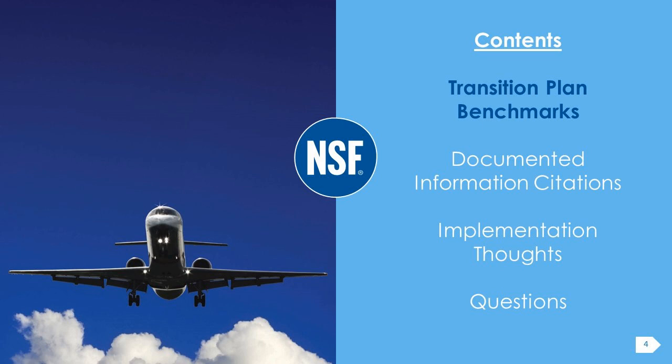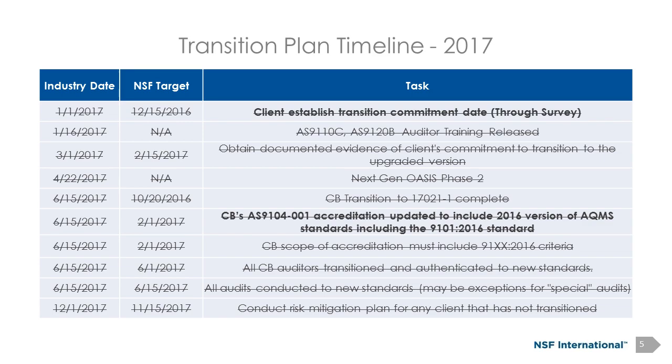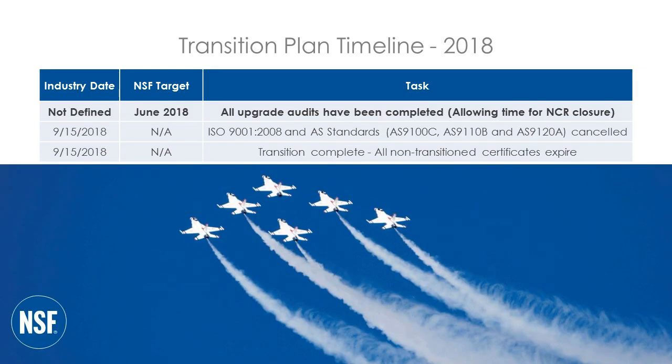The transition plan benchmarks, I just covered this first one. This is associated with the 2017 benchmarks. So we'll move right into the 2018 benchmarks. As I mentioned, we are almost there. We've got about 6 months left where we want to get everybody scheduled. NSF has put together a timeline associated with getting everybody at least having an audit completed by June of 18.